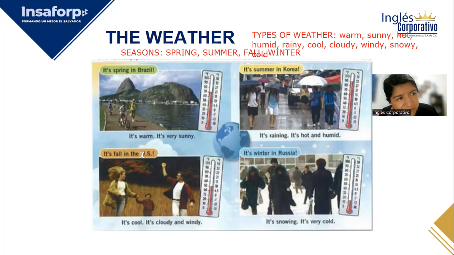Perdón, ¿puedes repetir, por favor? En USA, US, ¿qué estación es? Fall. Ah, sí, fall es otoño, ¿ok? Y US, pues, es United States. Es la abreviación de United States. Okay, no more questions?